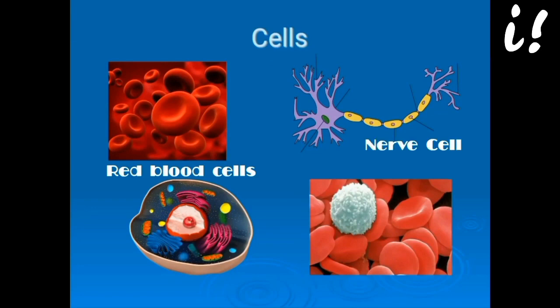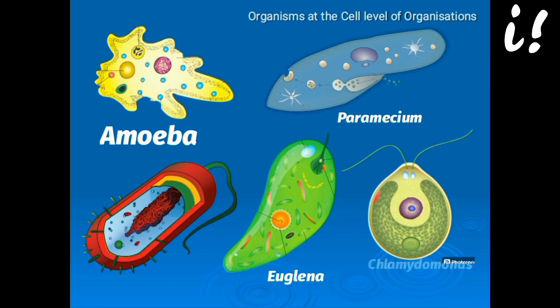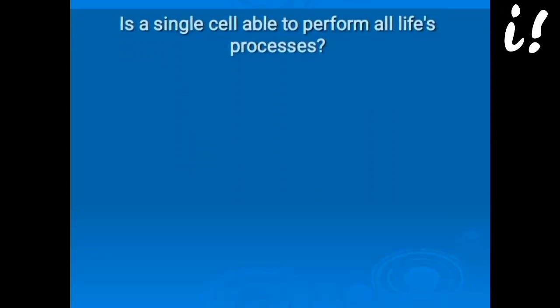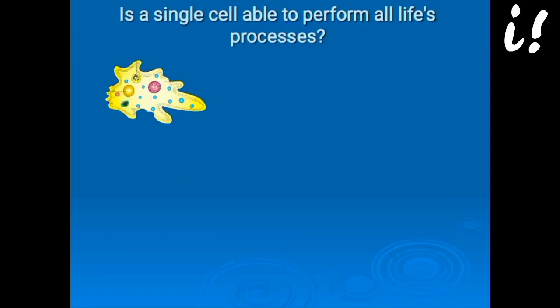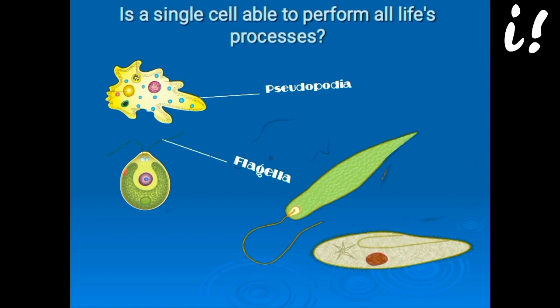So these are various examples of cells: the red blood cell, the nerve cell, a typical animal cell, and a white blood cell. There are organisms at the level of cell organization: amoeba, paramecium, euglena, chlamydomonas, and bacteria cell. A single cell, can it perform more life processes? Yes, of course. Amoeba moves with the aid of pseudopodia. Chlamydomonas moves with the aid of flagella, so also is euglena.